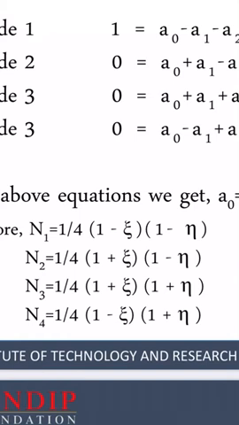Then your third node lies in the first quadrant. For the first quadrant both values are positive, means 1 plus zeta, 1 plus eta. And for the fourth node, n4 is equal to, the fourth node lies in the second quadrant. In the second quadrant the value of zeta is negative, so 1 minus zeta and 1 plus eta. So in this way you can remember the n1, n2, n3, n4 values.